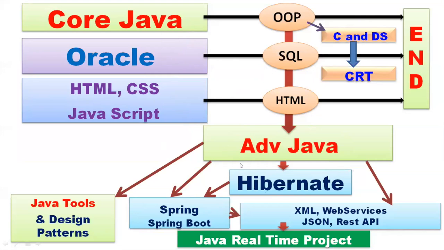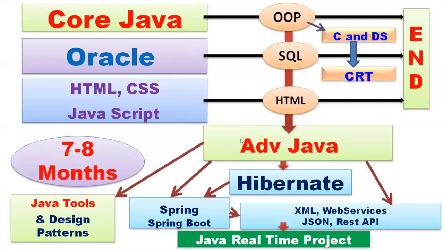If you follow this order, then you can complete within 7 to 8 months. If any person is telling you that it will be completed in 5 or 6 months, that is trash. That is cheating you. It's impossible to complete Java and all these things within 6 months. Minimum 7 to 8 months it will take. You have to be ready for that.